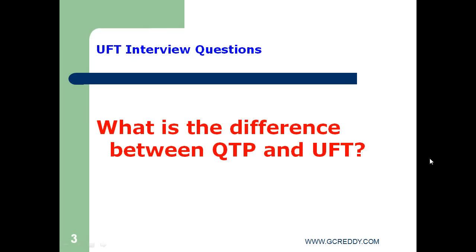Next, what is the difference between QTP and UFT? QTP, Quick Test Professional. UFT, Unified Functional Testing. UFT is an advanced version of QTP. UFT equals QTP plus Service Test. QTP supports GUI testing only, but UFT supports API testing and GUI testing.